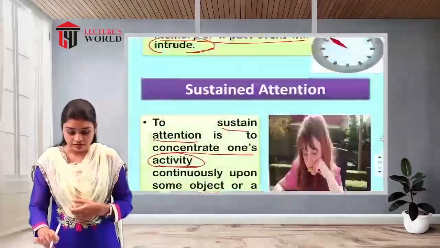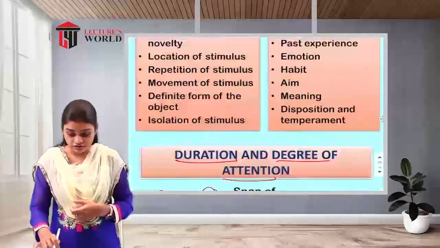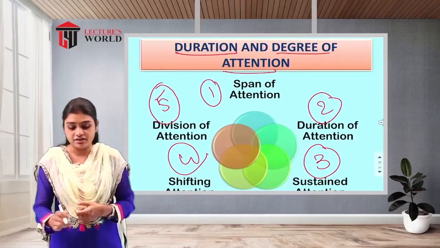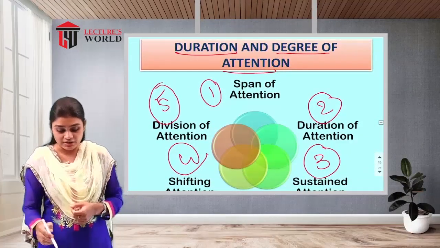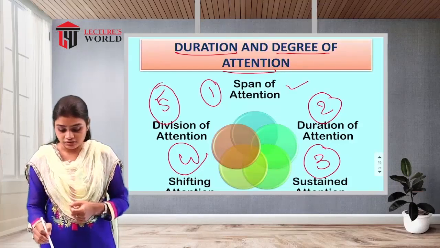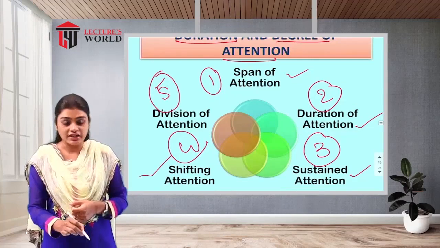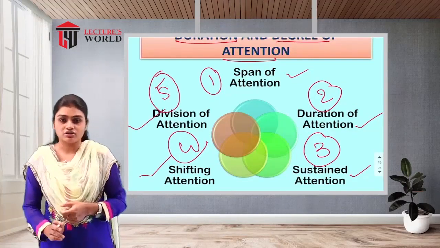So here we have seen the duration and degree of attention. These five, duration and degree of attention, we have completed: the span of attention, duration of attention, sustained attention, shifting attention and division of attention.